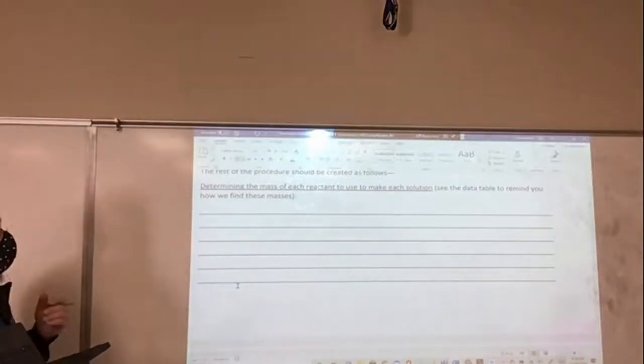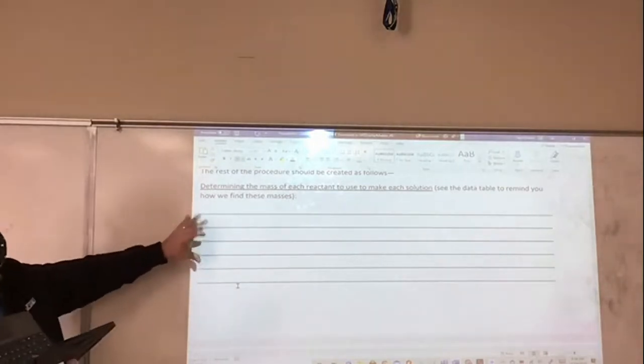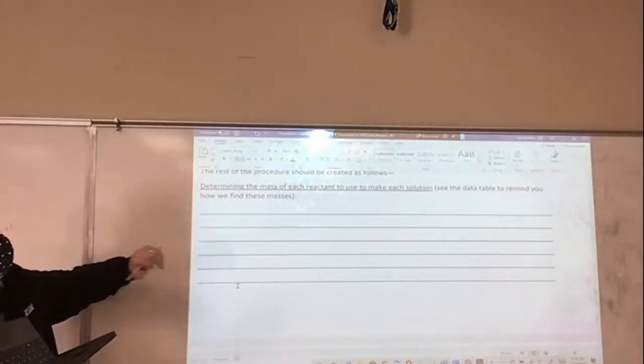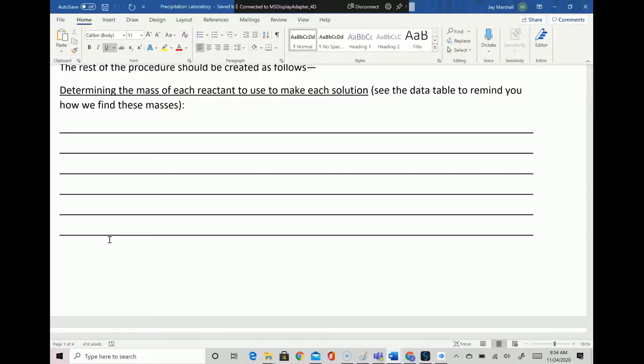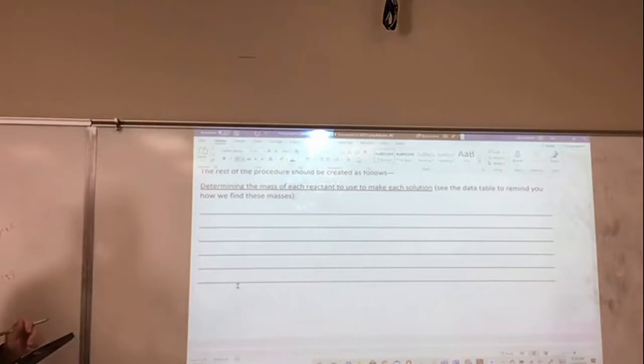Okay, so the first thing that we wanted to make sure that we could do, and we'll need to do this several more times during the course of the year, so I want us to have a procedure that you can go back to and say, this is how I do this. This is how I find the mass of a reactant.